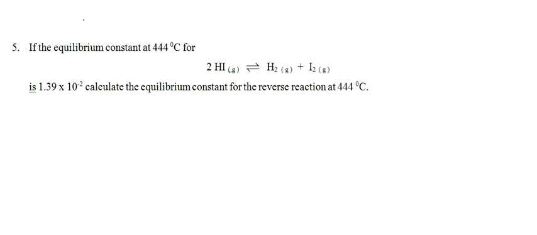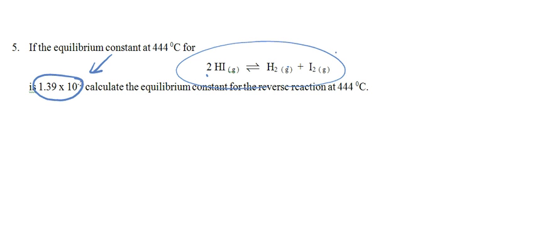Alright, looking at number 5. Number 5 says, if the equilibrium constant at 444 degrees Celsius for this reaction is 1.39 times 10 to the negative 2, calculate the equilibrium expression for the reverse reaction. Again, I think I mentioned this back in the last topic. I didn't mention it in acids and bases, but the concept is very clear. We know that we have a K value, or an equilibrium constant, for this reaction.